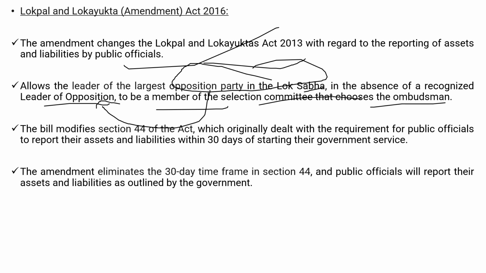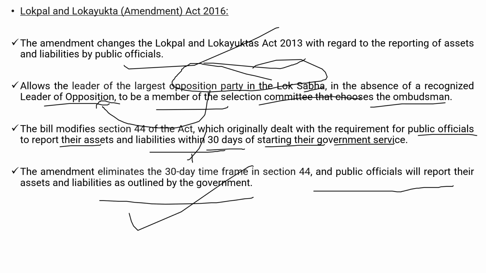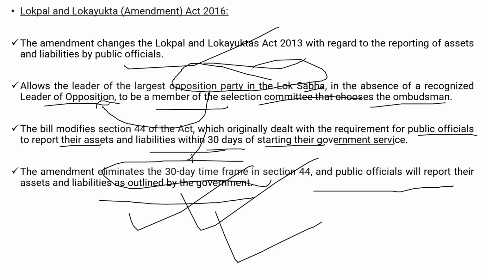So the bill modifies section 44 of this act, which originally dealt with the requirement of public officials to report their assets and liability within 30 days of the starting of their government service. The amendment eliminates the 30-day time frame in section 44, and public officials will report their assets and liability as outlined by the government. Government outline কৰাৰ দৰে ধৰণেৰে কৰিব লাগিব এতিয়া. Okay, 30 days time frame to eliminate কৰি দিছে. এইটো এটা important point. এই দুটা point আপোনালোকে মনত ৰাখিব এইখন amendment, ঠিক আছে?